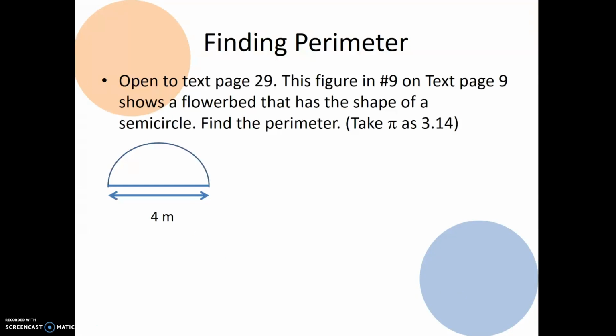Okay, now if you have your textbook with you, go ahead and open it up to page 29, and you're going to see a figure that looks like this right here. It's not really a big deal if you don't have your textbook, because I have it on my PowerPoint. But the figure on page 29 shows a flower bed that has the shape of a semicircle, and we want to find the perimeter. Now, we just did a problem like this 2 problems ago. So go ahead and pause the video and try this on your own, and then come back and check your work.